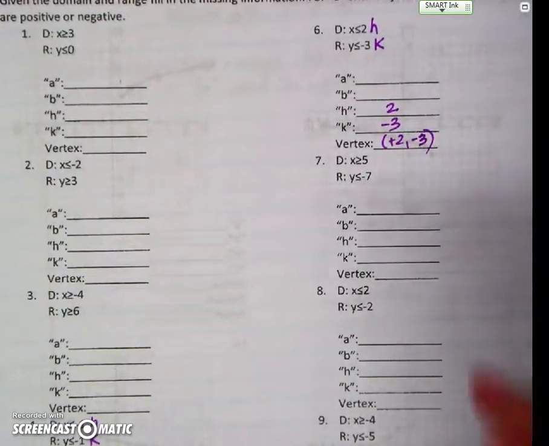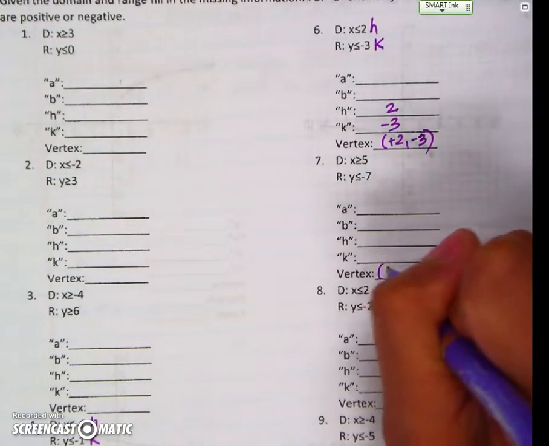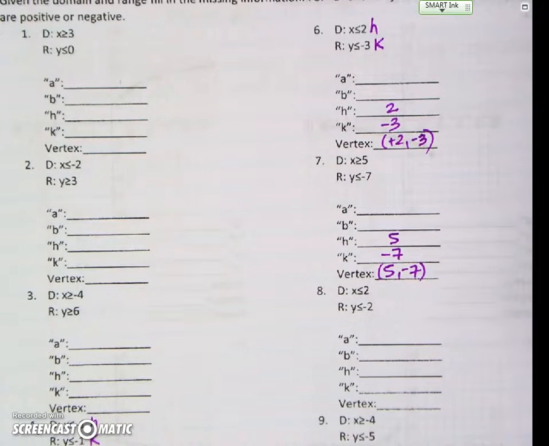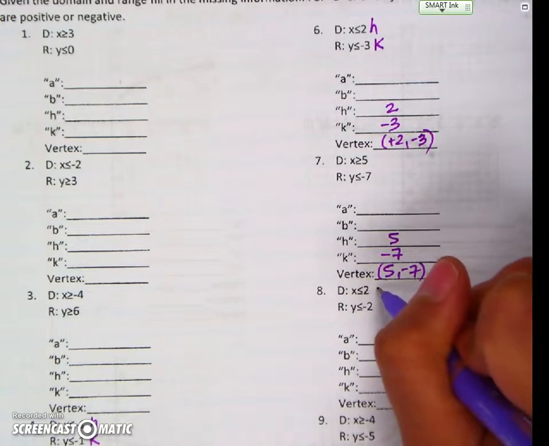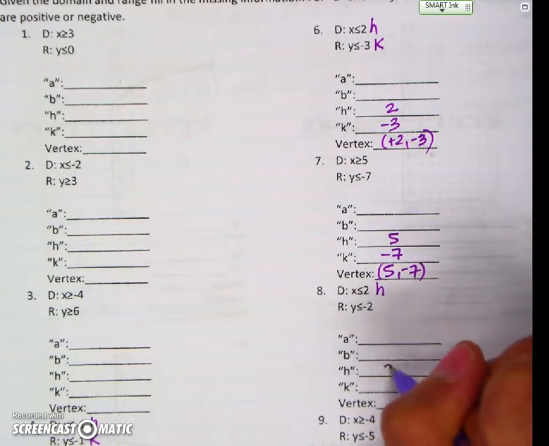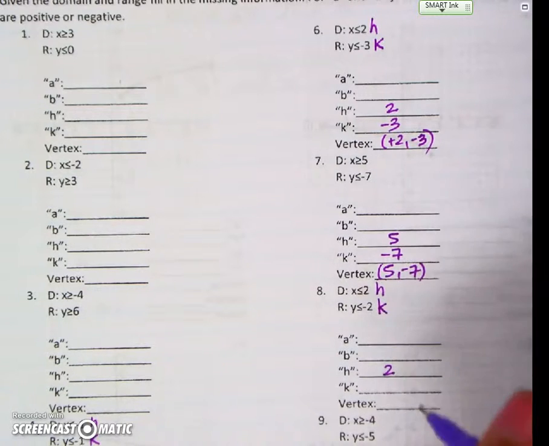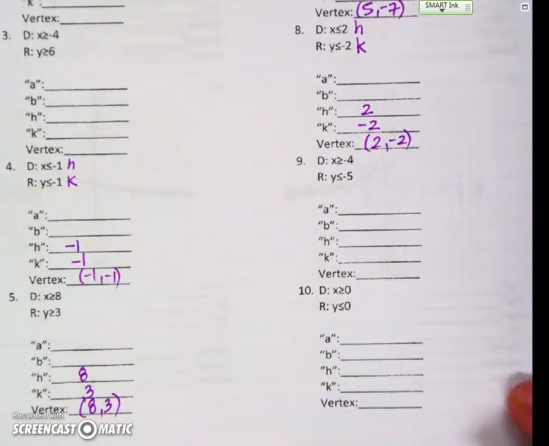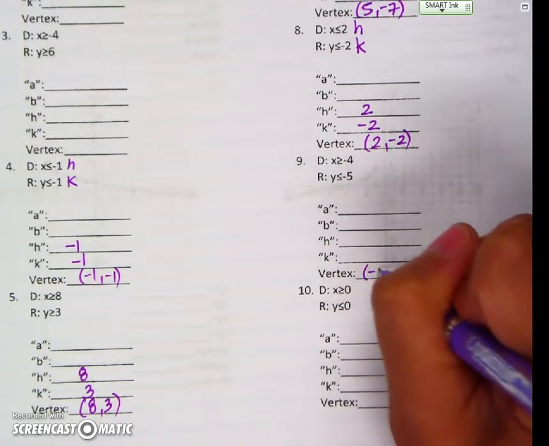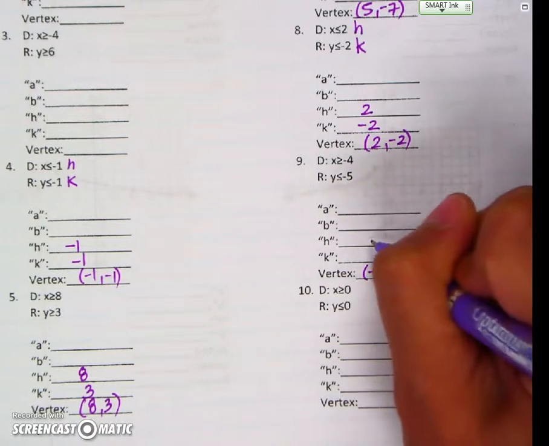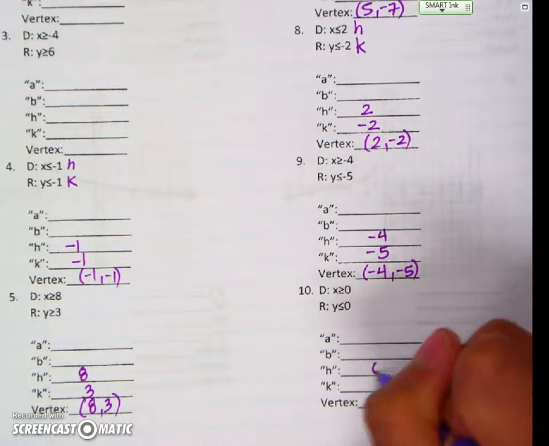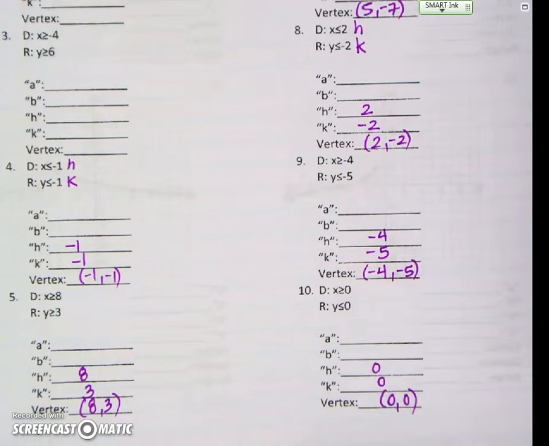Number 7, your vertex is (5, -7). H is 5 and K is -7. Number 8, remember X gives you your H value, so it's going to be 2, and R gives you your K value, so -2. Your vertex is (2, -2). Number 9, your vertex is (-4, -5). H is -4, K is -5. Number 10 is (0, 0). Your vertex occurs at (0, 0).